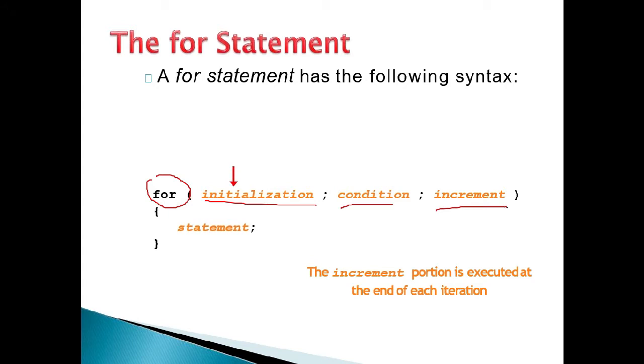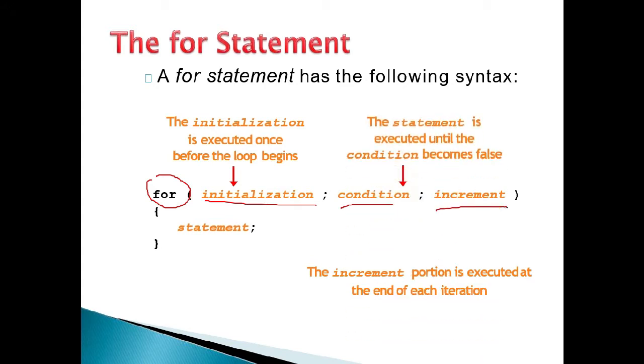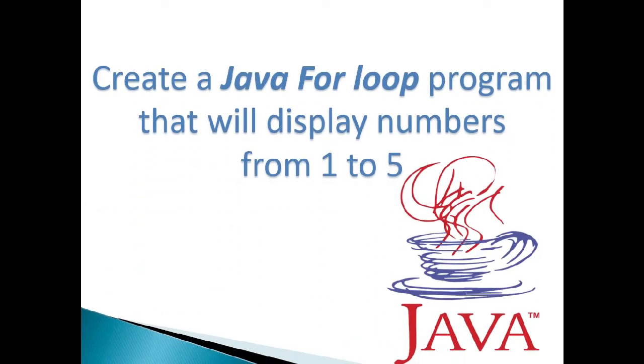The initialization is executed once before the loop begins. Then, the statement is executed until the condition becomes false. And the increment portion is executed at the end of each iteration. Iteration means repetition. Here is the requirement. Create a Java for loop program that will display numbers from 1 to 5.